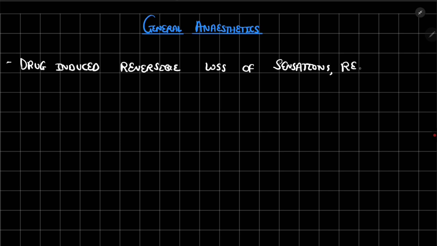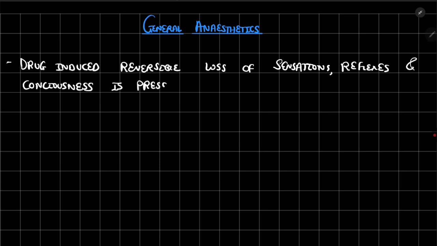Okay, now general anesthesia. Starting with the definition of general anesthesia first. General anesthesia is basically drug induced, reversible loss of sensations, reflexes, and consciousness. Okay, so this is the definition of general anesthesia, where drug induced reversible loss of sensation, reflexes, and consciousness is present.